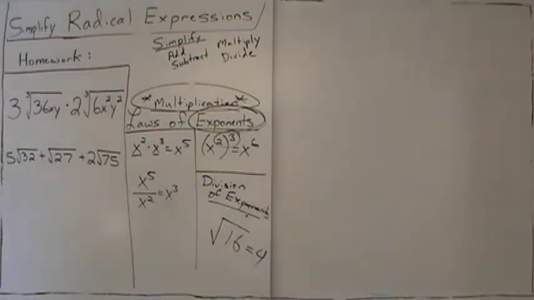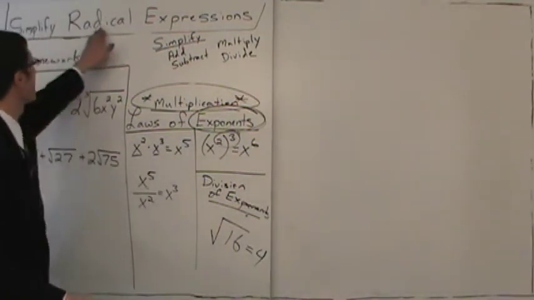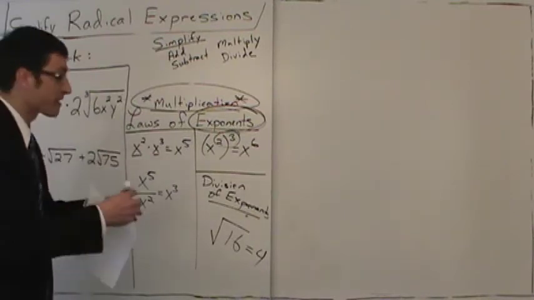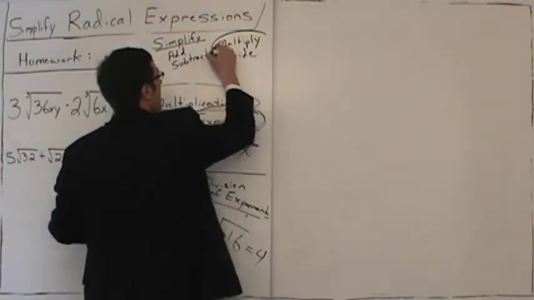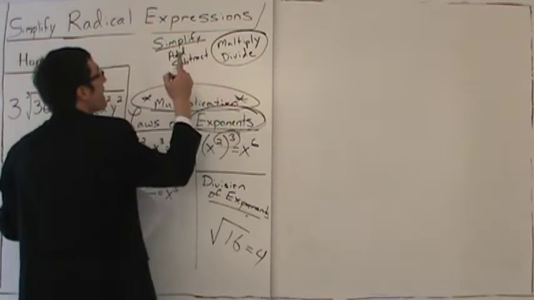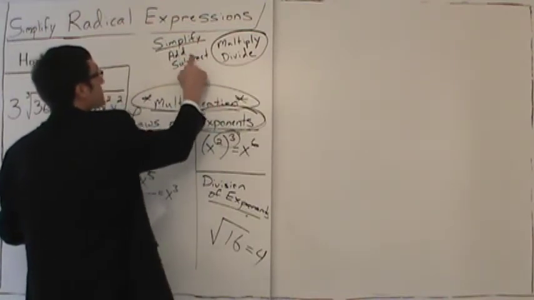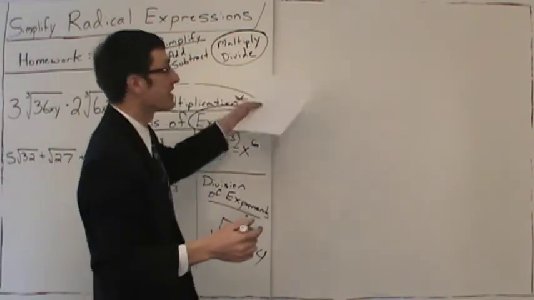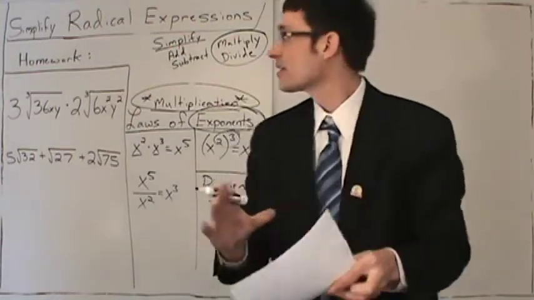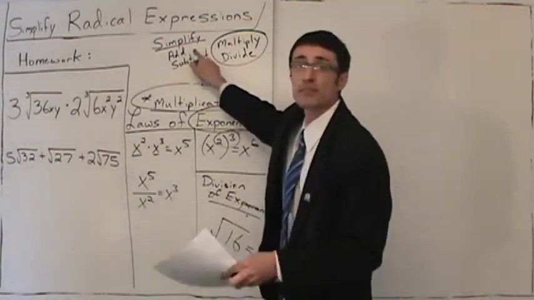Okay, welcome back. This is our third snow day video on simplifying radical expressions. Today we are going to multiply and divide radical expressions together. After we multiply and divide, we will then add and subtract. And remember, when we multiply and divide, we glue things together. When we add and subtract, something must match.